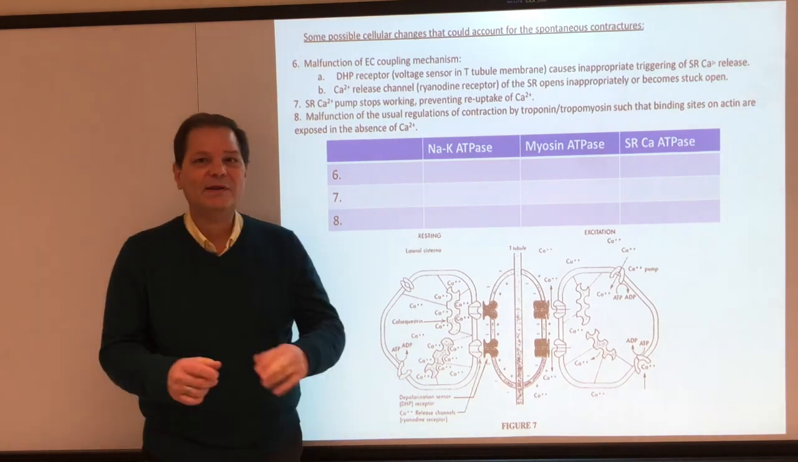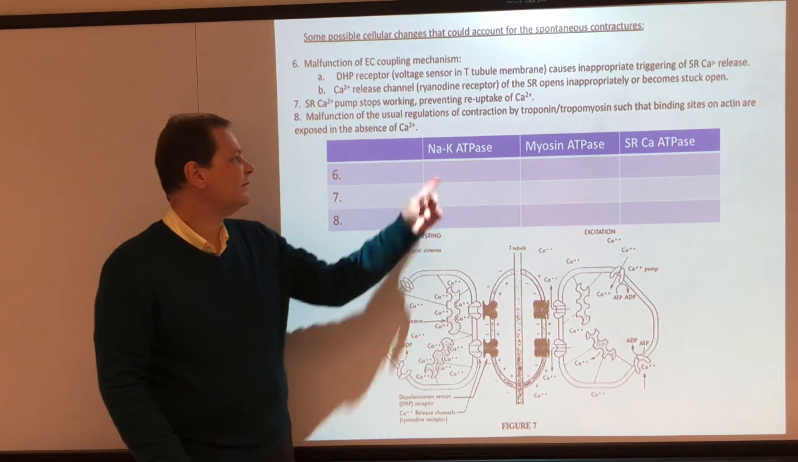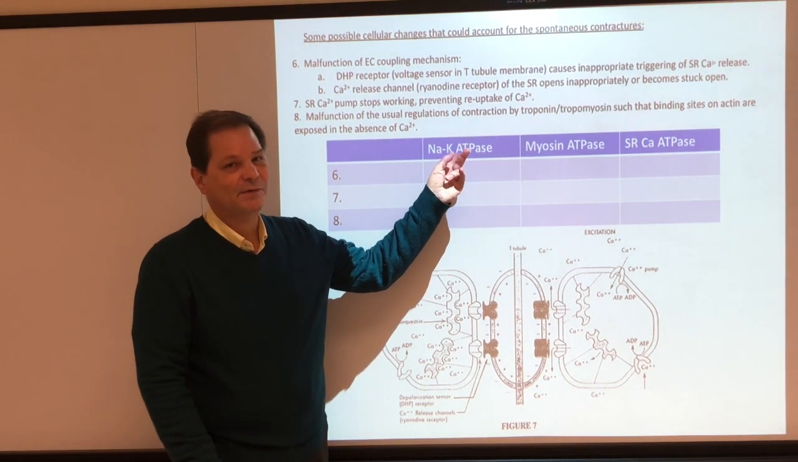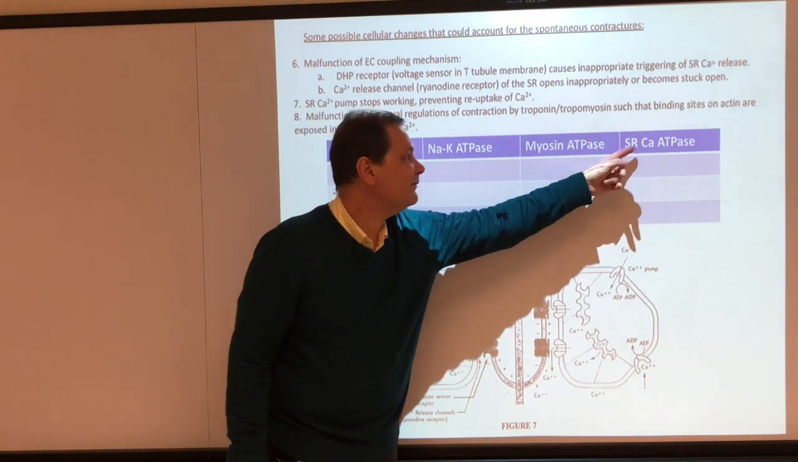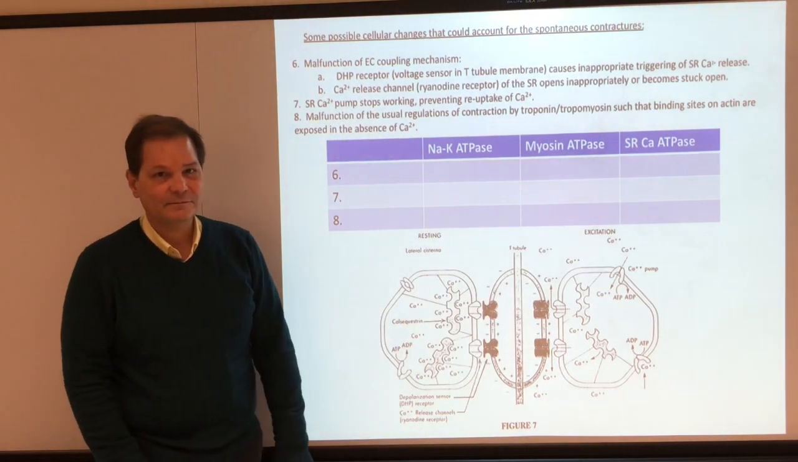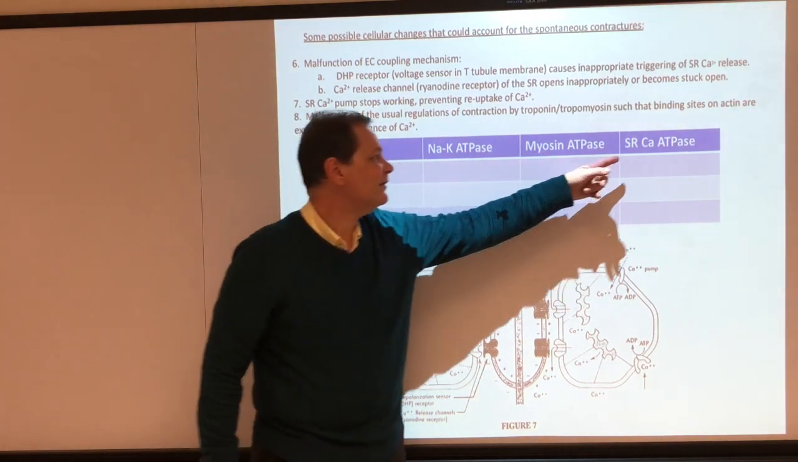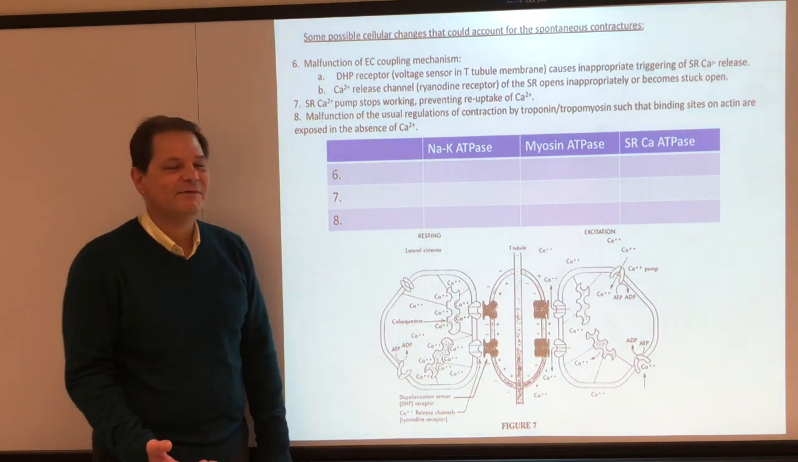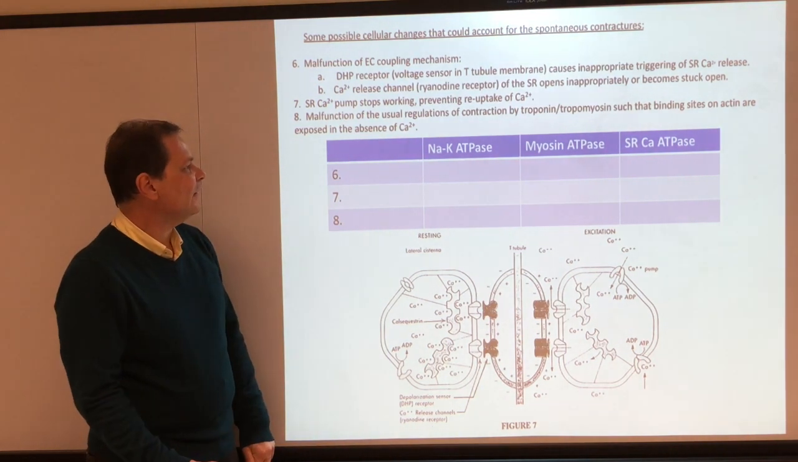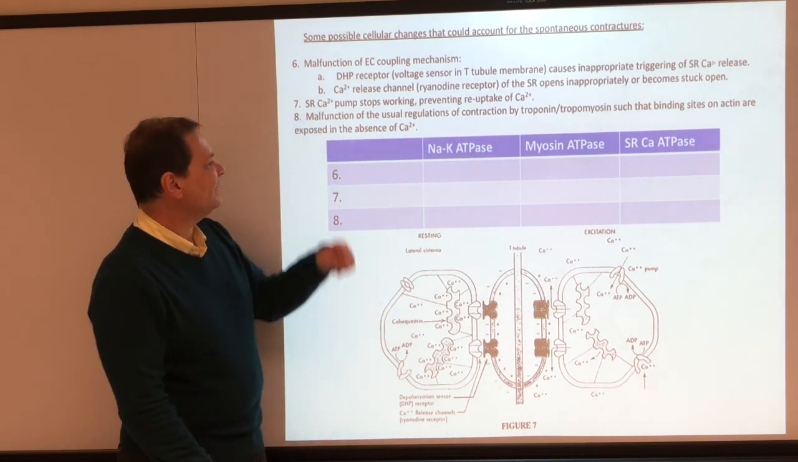Now we have 3 major eaters of ATP in your skeletal muscle. You have your sodium potassium ATPase, which is pretty much universal in all your cells, your myosin ATPase, and you have your SR calcium ATPase, okay? This, of course, is involved with contraction. This is involved with calcium reuptake into the SR. All of these eat a lot of ATP. So let's ask ourselves about the activity of each of these ATPases if 7 were the case.